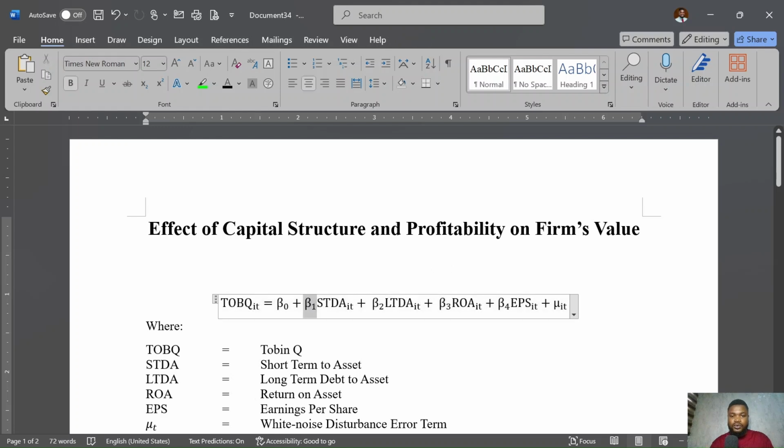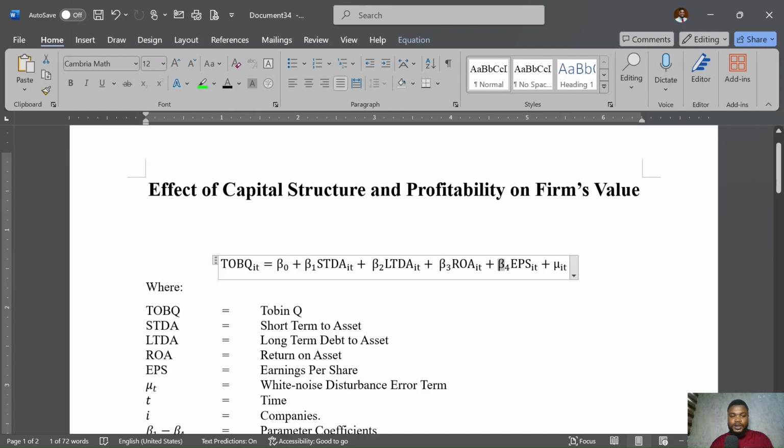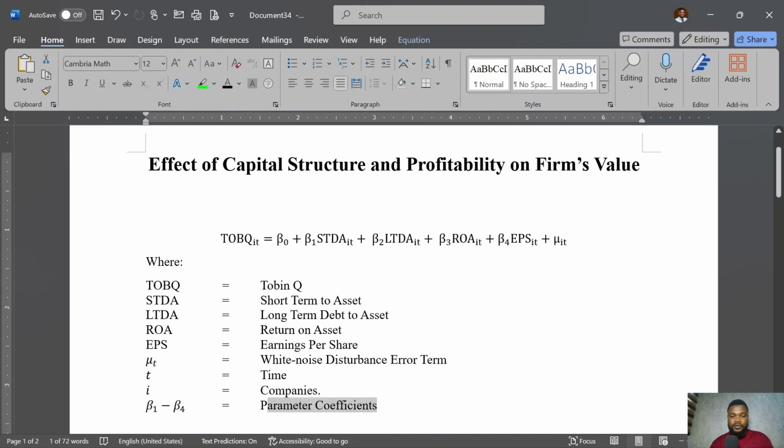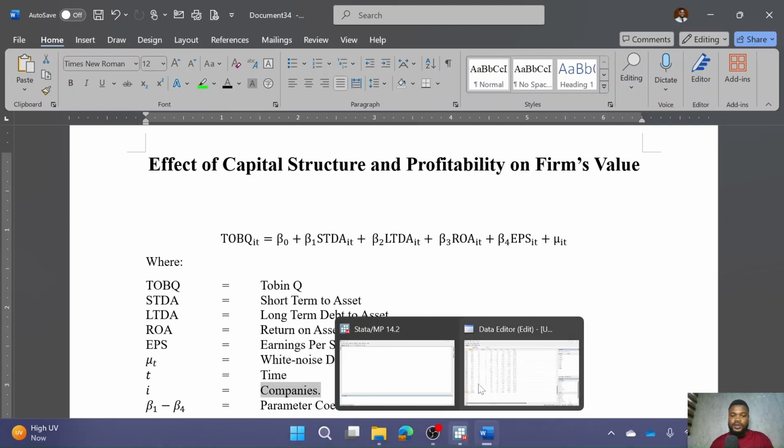The B1 to B4, beta 1 to beta 4, indicates the parameter coefficients. This is my error term. The T is my time variable or time parameter, and then the I is my cross section or the companies. So I head over to STATA.